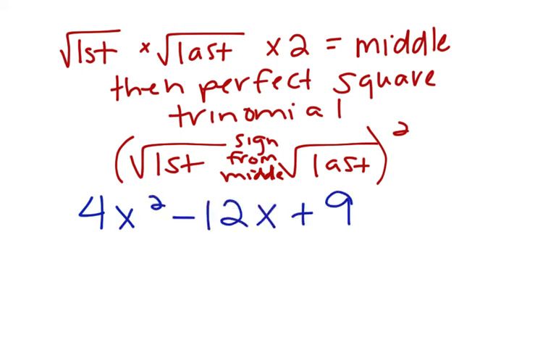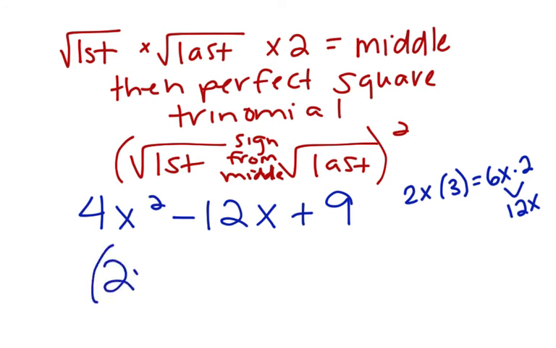So if I look at this, again, I notice I have 3 terms, and the first and the last are perfect squares, so it's my hint. The test would be to square root the 4x squared, so I'd get 2x. Square root the 9, so I get 3. This gives me 6x, when I double it, I get 12x, which matches the middle term. So then I square root the first, square root the last, take the sign from the middle, put it in parentheses, and square it.